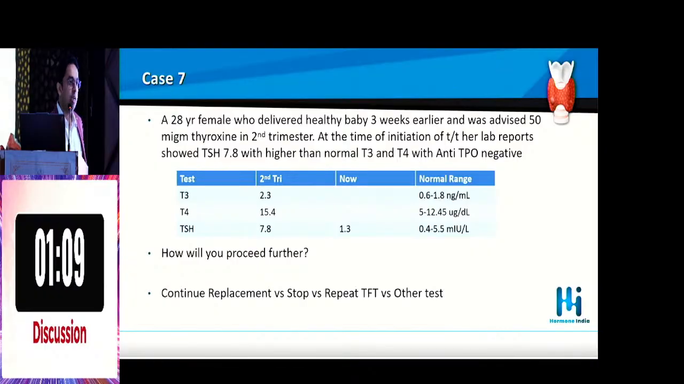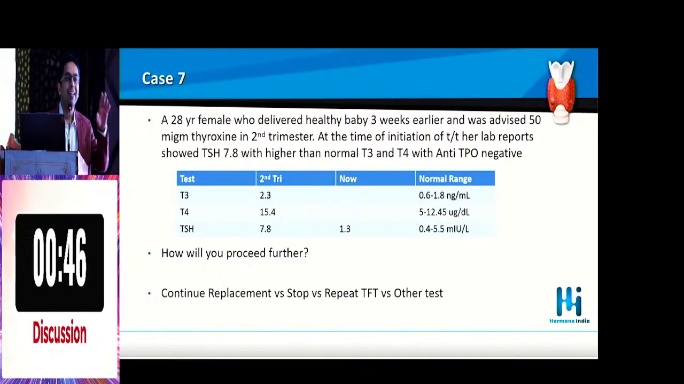Let us dissect this question. Let us say whether this was correct or not. Here T3 is raised, T4 is raised, TSH is raised, still the patient was started on medicine. So how many agree with this? T3 was high, T4 was high, TSH was high. Should the treatment be given to the patient? How many say yes?